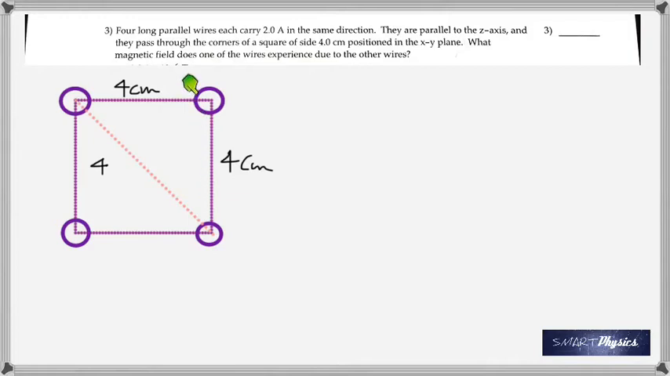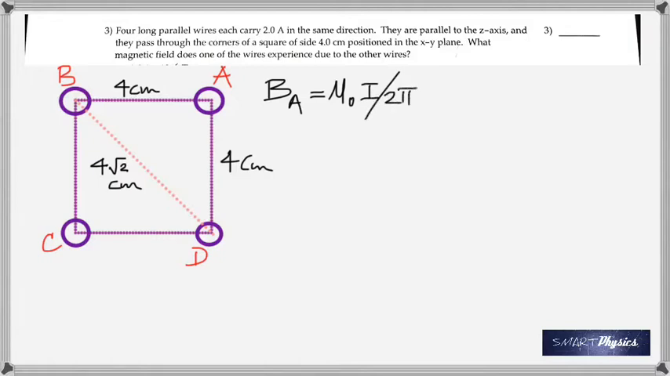Now remember that due to this conductor, the magnetic field here is going to be at right angles to this line joining them, which will be right this way. But due to this conductor, it will be at right angles to this line, which has to be this way. And due to this one, it has to be along this way. Okay, so I'll label them A, B, C, D, and let's first find the magnetic field due to A at this point.